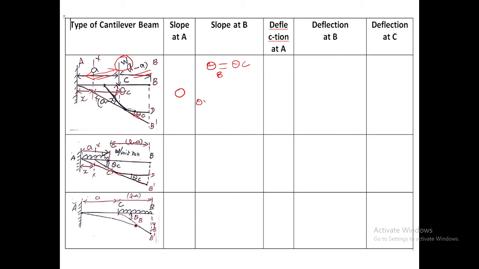Theta B equals 1 by 2 into W A square divided by EI. The answer is capital W A square by 2 EI. Deflection at point A is a fixed point, so 0. Next, deflection at point B. At point B there are two conditions: 2 by 3 A up to distance A, plus L minus A.